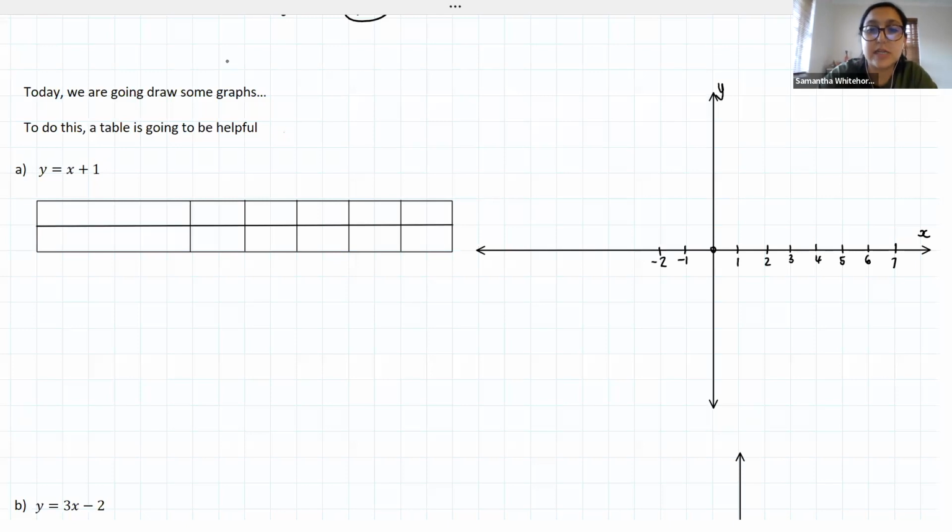And like I say, it's done in a number line fashion. On the y-axis, everything above the x-axis is positive. Everything below the x-axis is negative.